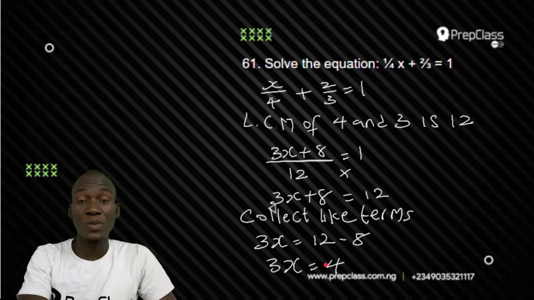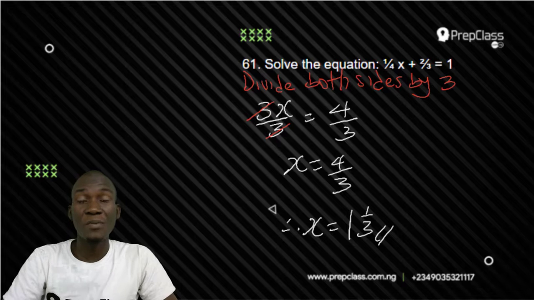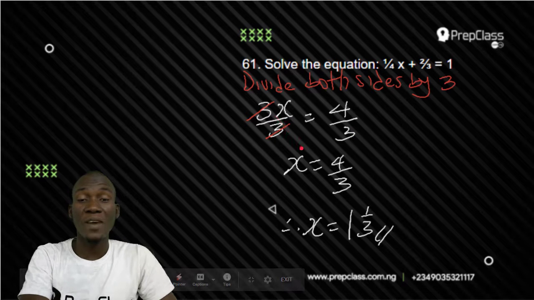What is the next thing we need to do here? The next thing is to divide both sides by 3. Now when we divide both sides by 3, we have 3x divided by 3 equals 4 over 3. Now 3 can cancel 3 and we have x equals 4 over 3.